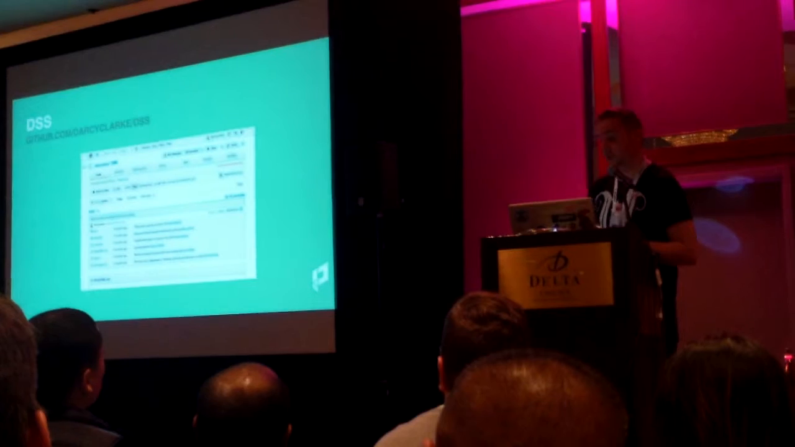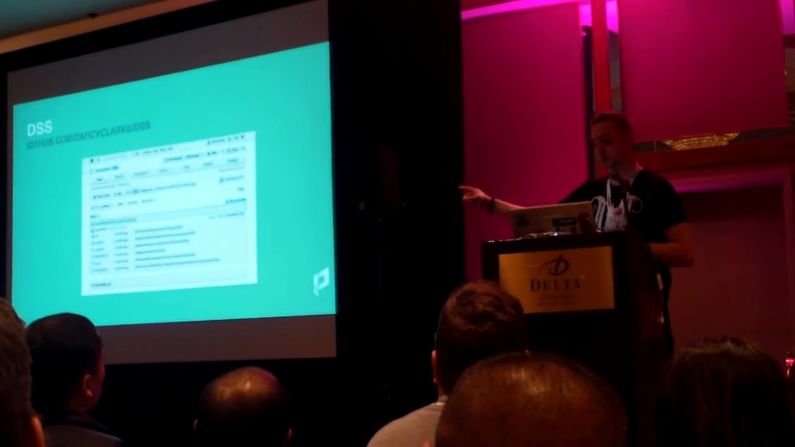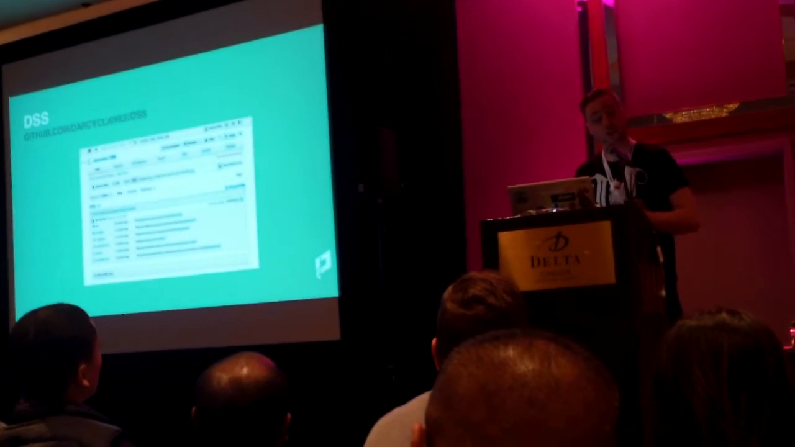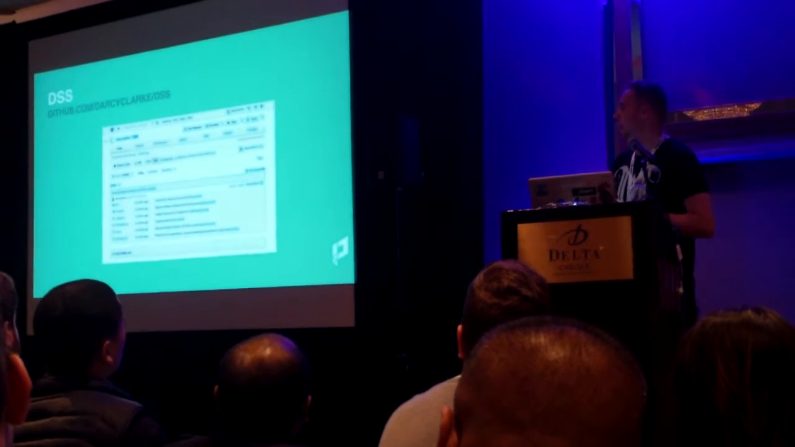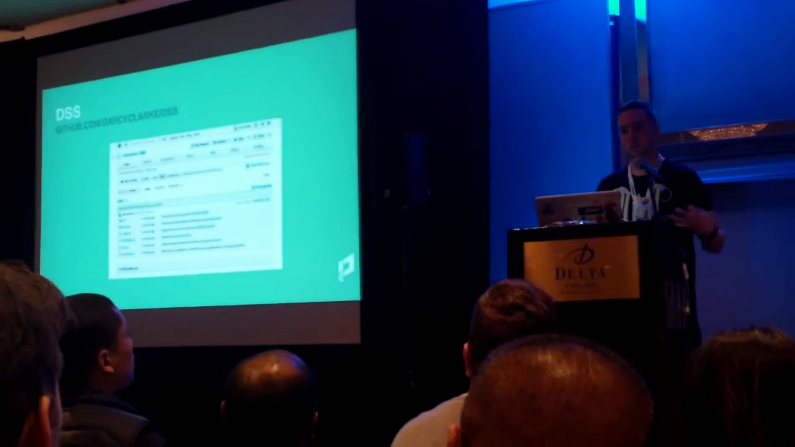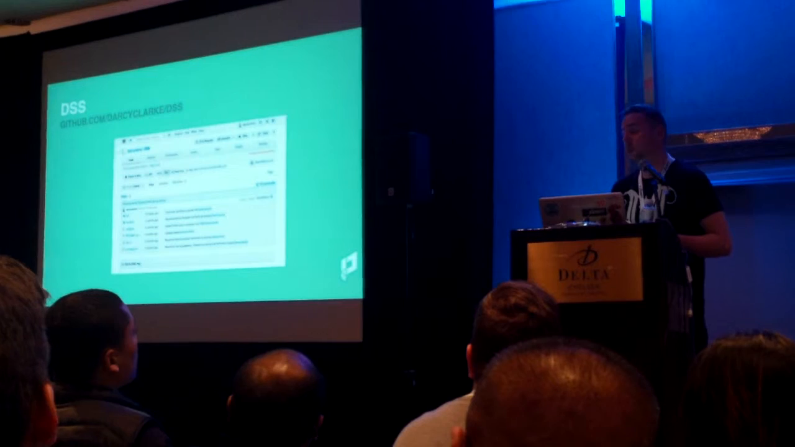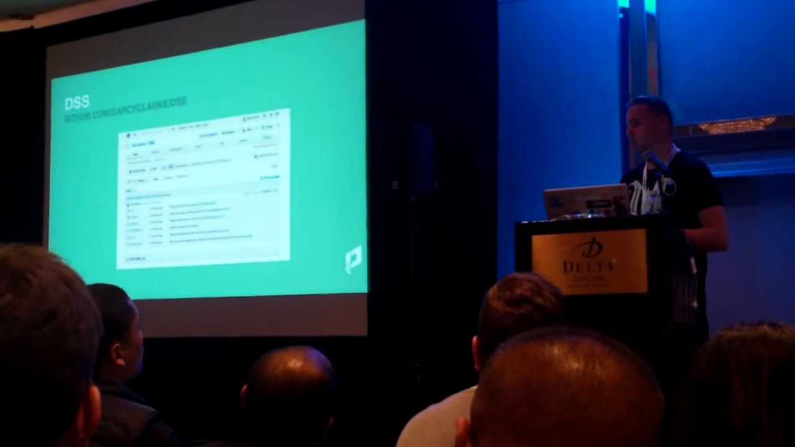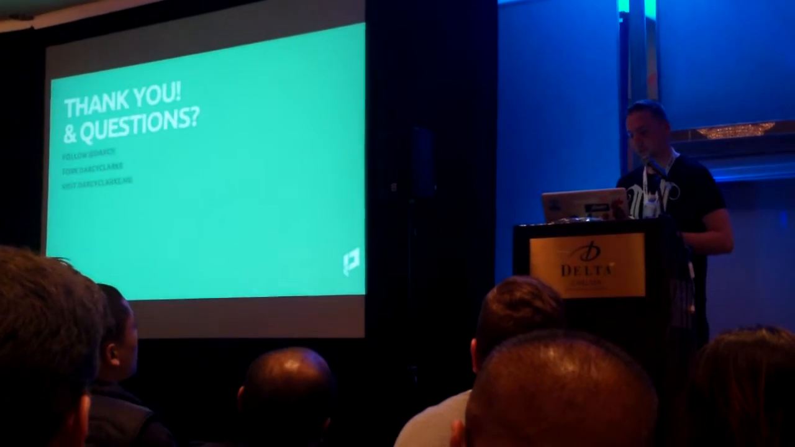So DSS can actually be found, and it's available right now at github.com/darcyclarke/DSS. And I would love contributions, issues, and pull requests to be added so we can create a really good UI documentation tool. So thank you.